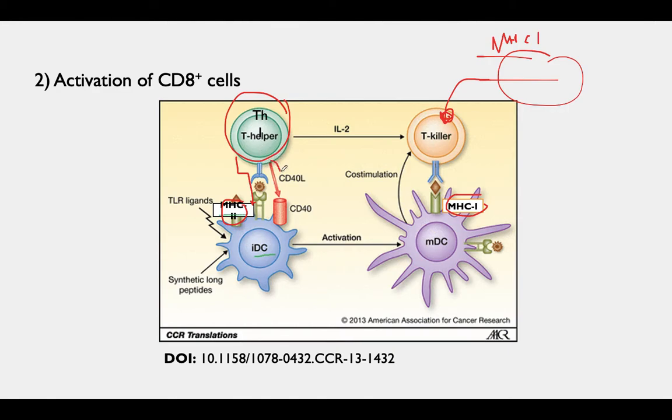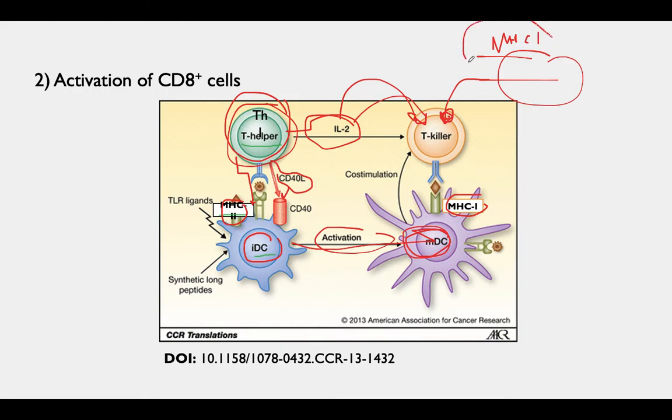There will be upregulation of CD40 ligand interaction. Once there is interaction, there will be signaling and activation of the dendritic cell here. At the same time, the T helper cell will secrete interleukin 2. Interleukin 2 will go to the T killer and stimulate it, so it will augment the function.